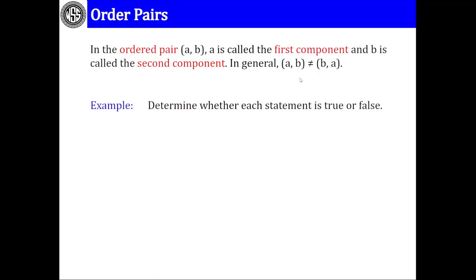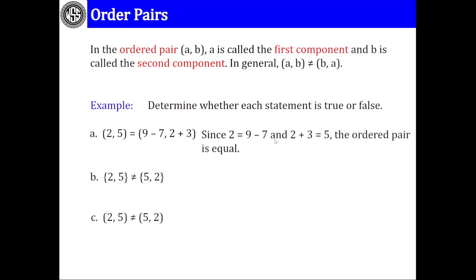Okay? Kasi this is determined. So, example: determine whether each statement is true or false. Now, (2, 5) is equal to (9 minus 7, 2 plus 3). Okay, is it true or is it false? Anyone? True po. So, kasi 9 minus 7 is? Yan. Positive. Kasi mag-i-equal siya. 9 minus 7 is 2. And 2 plus 3 is equal to 5. Magiging sagot natin dito is (2, 5). The ordered pair is equal.